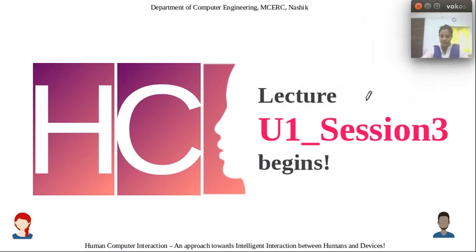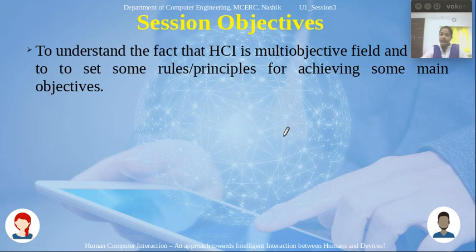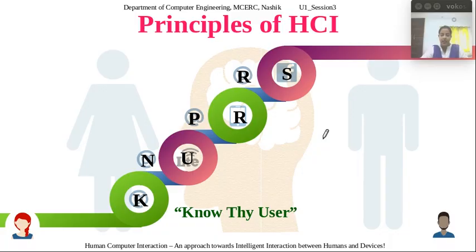In this session we are again going to cover the rest of the principles of human computer interaction. These are our session objectives and these are our session outcomes. In our last session, unit number 1 session number 2, we covered a few principles of human computer interaction. There are a total of 7 principles of HCI.